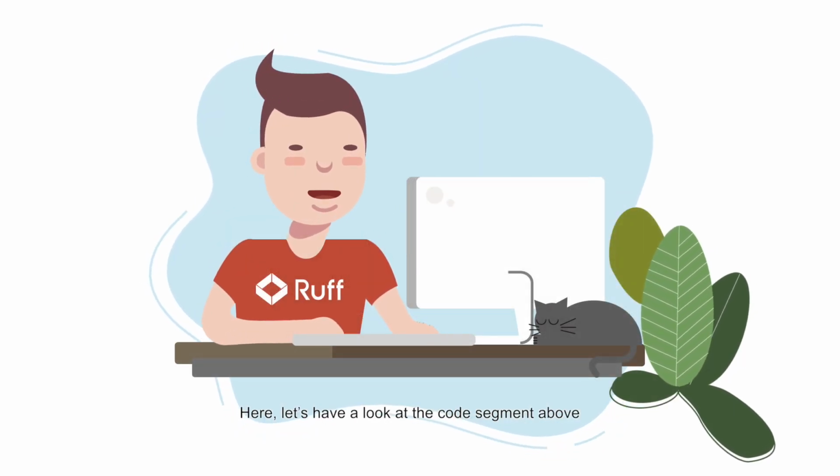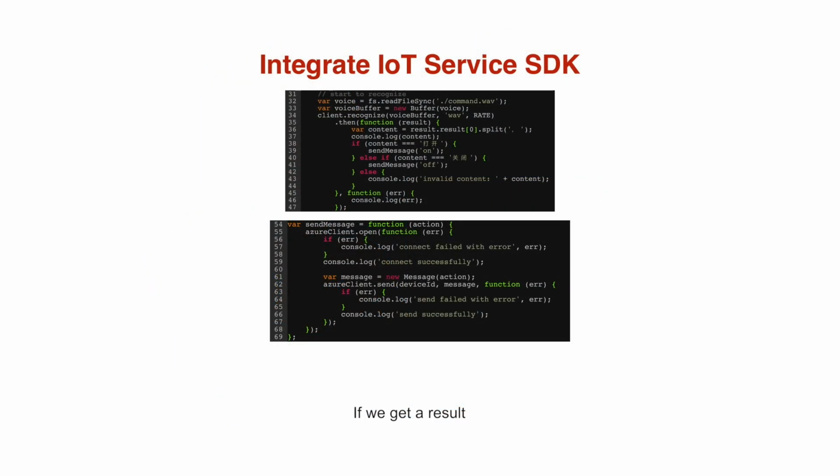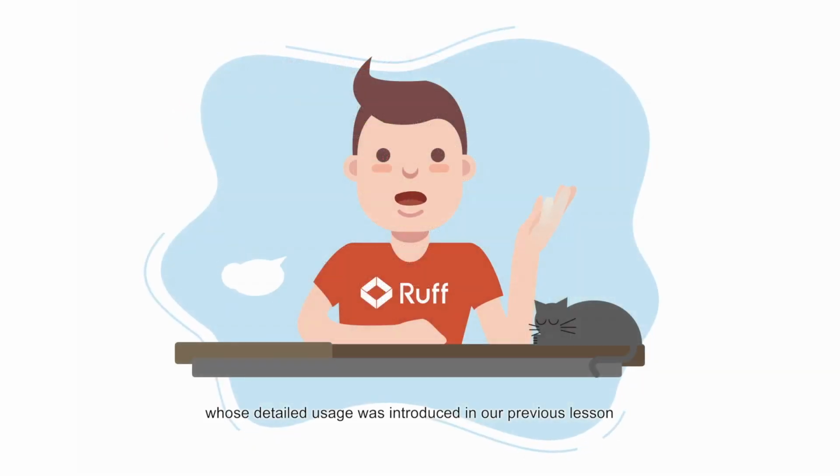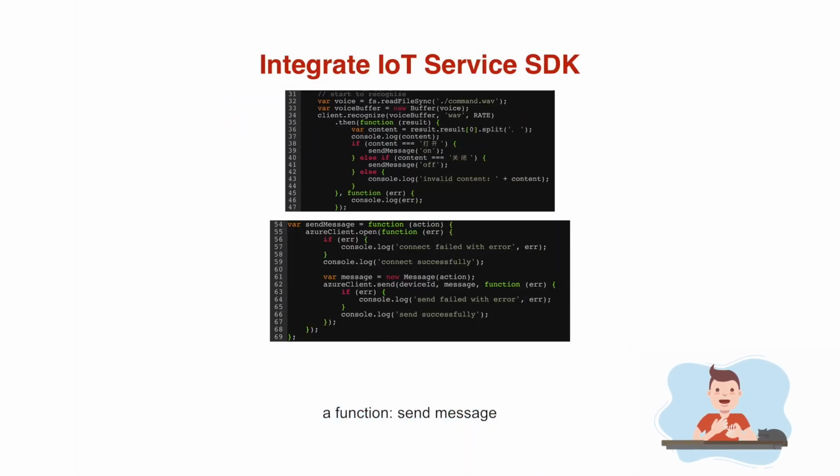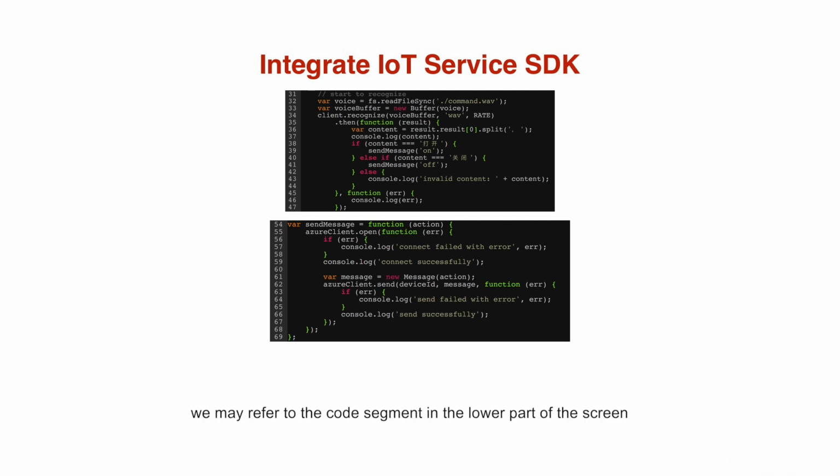Here, let's have a look at the code segment above. If we get a result which means turning on, we will send an on event to a corresponding device, and the logic between them relies on the IoT Service SDK, whose detailed usage was introduced in our previous lesson. In fact, what it calls here is a function, send message. As for its specific action, we may refer to the code segment in the lower part of the screen. If the recognized text means turning off, we will call send message off, such an API.